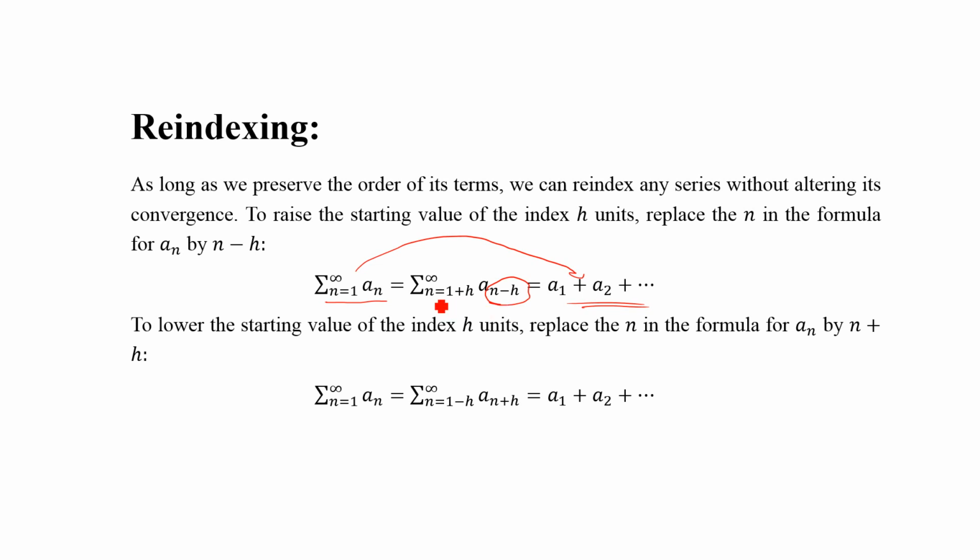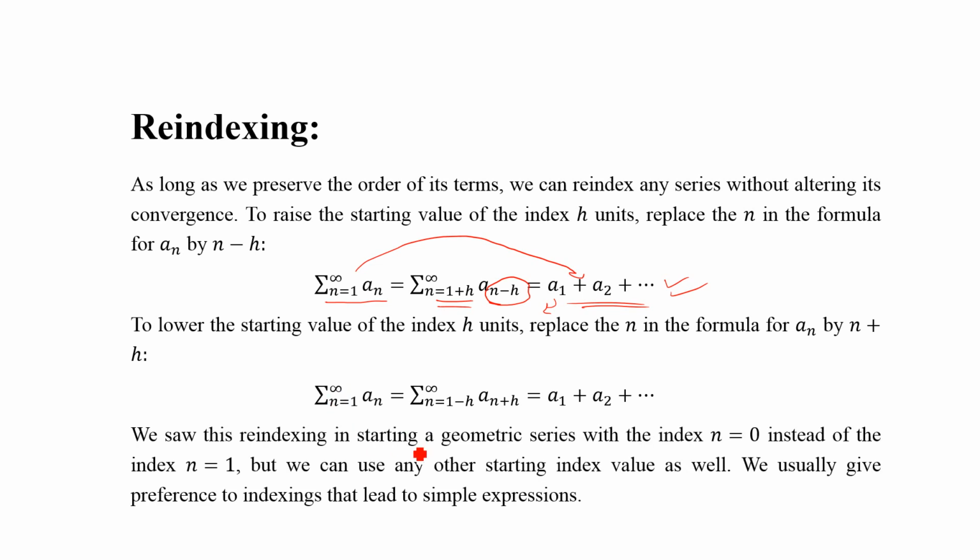Now replace n by 1 plus h in order to get the first term. So when n is 1 plus h, we are left with a 1 because h minus h is 0. So we are left with the first term, a1. Similarly, the second term can be achieved by replacing n with h plus 2 and so on. So we can change the index and the starting point of the series without altering the order and terms of the series. So this is how we can re-index our series.